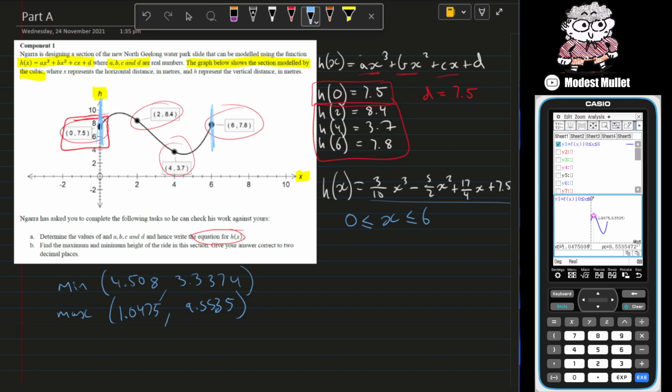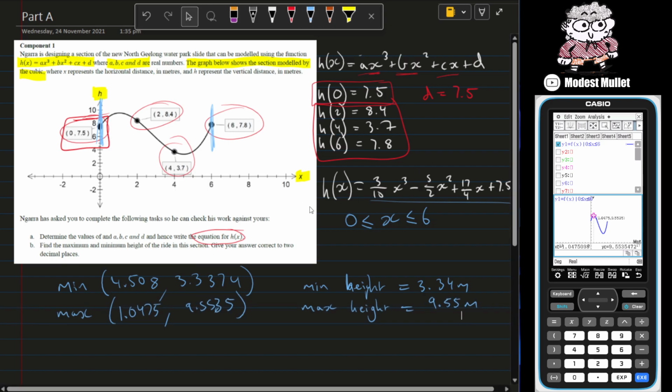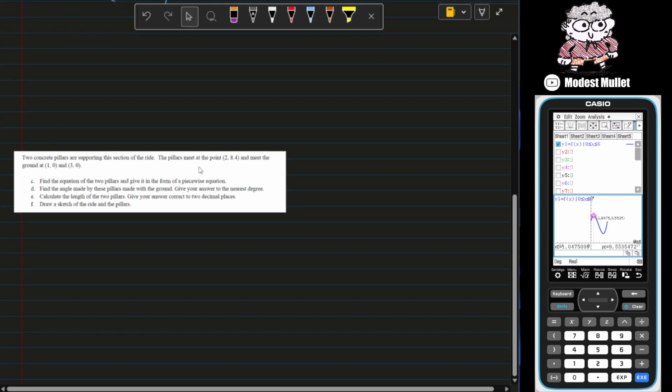Find the maximum and minimum height of the ride, give your answer correct to 2 decimal places. Okay, so let's actually answer the question. So the min height is equal to, y-axis is going to be 3.34 meters, and our max height is going to be equal to 9.55 meters. There we go. So that's part A and part B done.